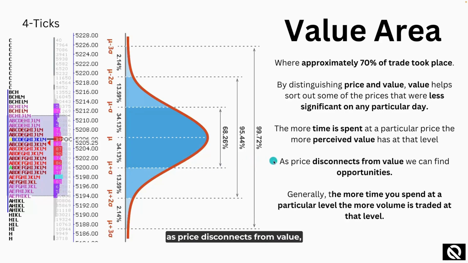Now, as price disconnects from value, we can find opportunities. This is a very critical type of understanding that we have to realize. So if 70% of the market activity occurred within this box right here, as the price disconnects from it, as the price trades up here, it doesn't always have to be a certain period. For example, this C period was very high. When the C period was up here, the value area was around down here, because this is moving as the market develops the profile.